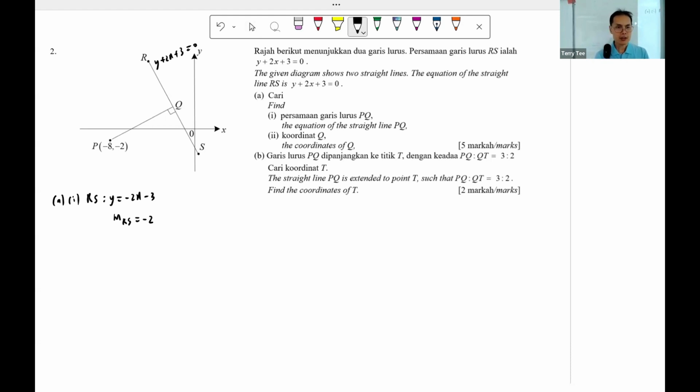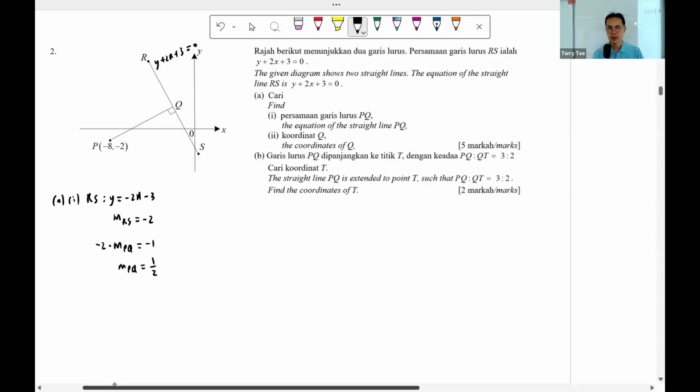PQ, because it's perpendicular, you take the gradient of RS times the gradient of PQ. The result is negative 1. Gradient PQ is therefore 1 over 2. Okay, I know this line has a gradient of 1 over 2. So we know a point. We can use the formula to form the equation of a straight line, which is what? y minus y1 equals m times x minus x1.